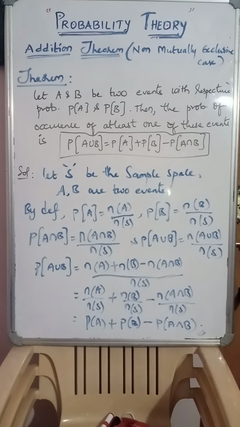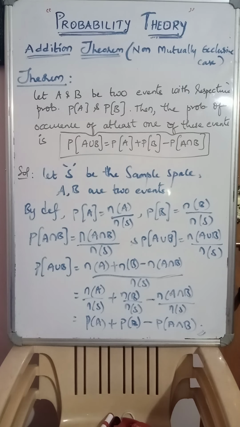Look at here, just by the definition it goes. P of A intersection B, P of A, P of B, P of A union B, what exactly? The favorable upon exhaustive cases must be written, and then we need P of A union B. As per the definition, n of A plus n of B, we have to remove the intersecting elements, right? Common elements, minus n of A intersection B, whole divided by the sample space n of S, and split that one, you will be getting the proof. So this is the theorem.